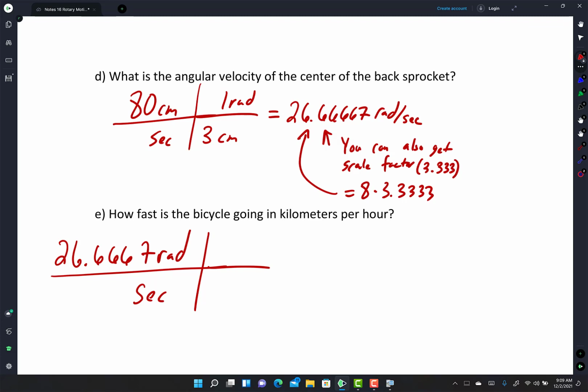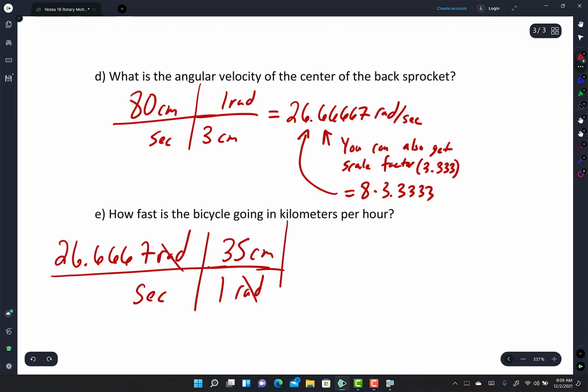Oh, yeah, you can do that. 26 and 2/3. And in 1 radian, what is the radius of the back wheel? Perfect. 35 centimeters. So now radians cancel out, and I have centimeters per second. Is that what I want? Well, yeah. It's not what I want. I want it in kilometers per hour.